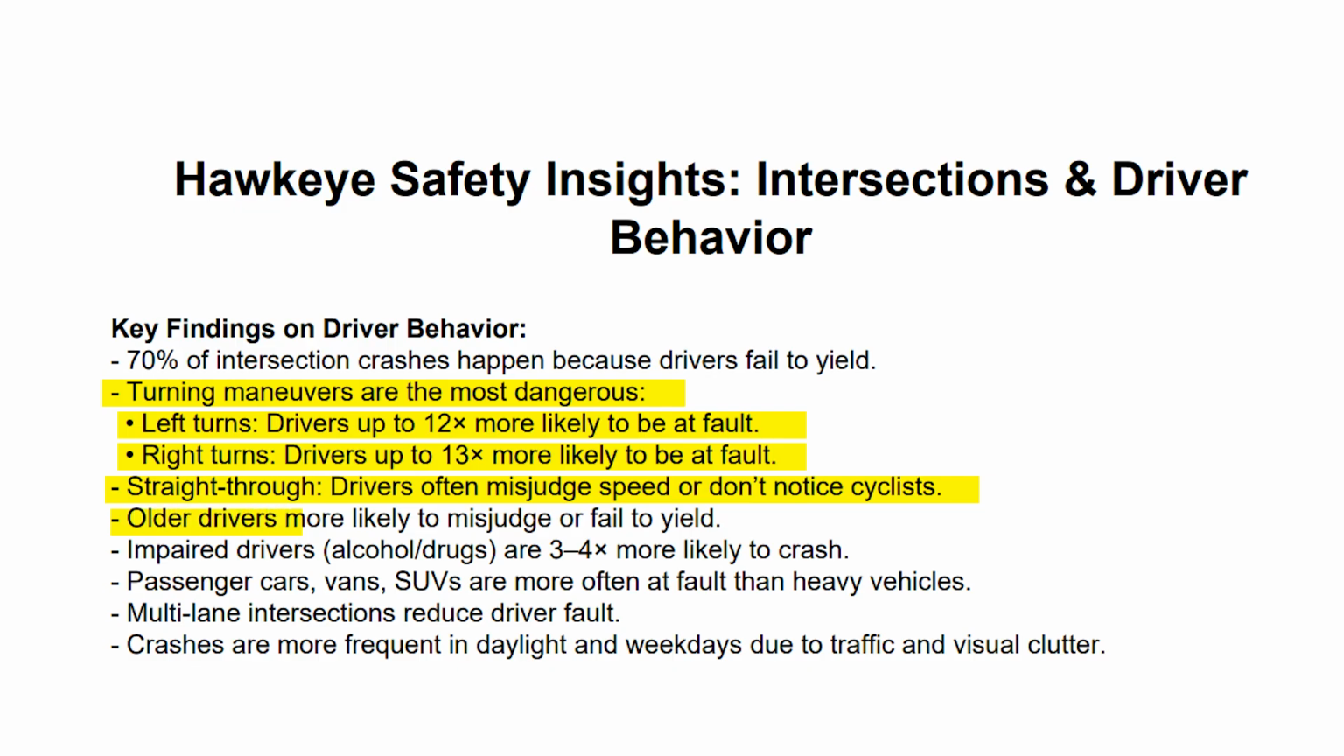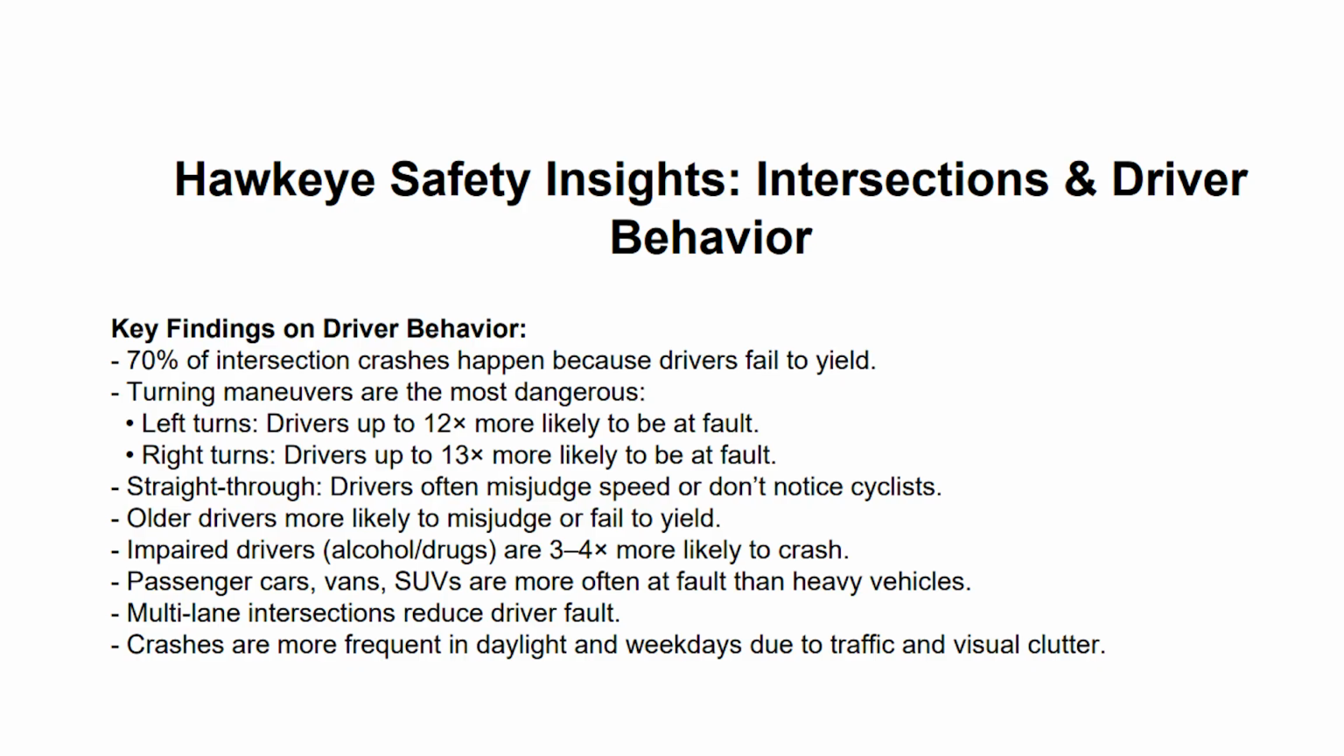Older drivers, over 60, are more likely to misjudge and fail to yield. Impaired drivers, alcohol, drugs, 3 to 4 times more likely. No surprises there. We all know that alcohol is a key factor in many instances, well, drugs and alcohol. Passenger vehicles, vans and SUVs, the smaller vehicles are often more at fault than the heavier vehicles. That was a surprise to me. And multi-lane intersections reduced driver fault, also another surprise to me. I didn't realize that multi-lanes actually was safer than single lanes.